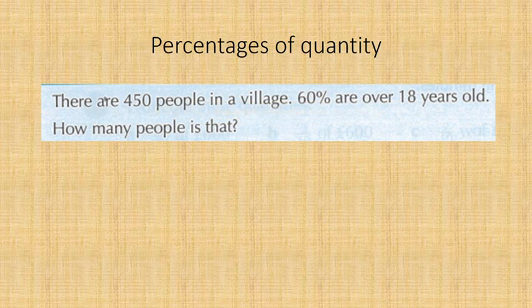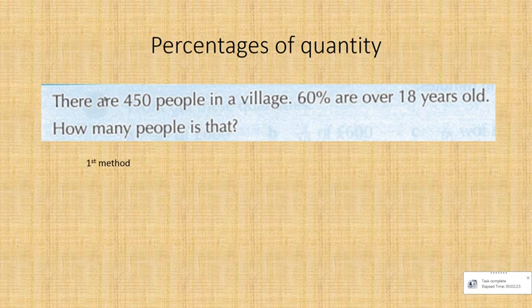So let's start by example to make it very clear. There are 450 people in a village. 60% are over 18 years old. How many people is that? So I know that all of them are 450 and 60% of them are over 18 years old. So it needs me to know how many they are. I have two methods to solve this question, by the way.